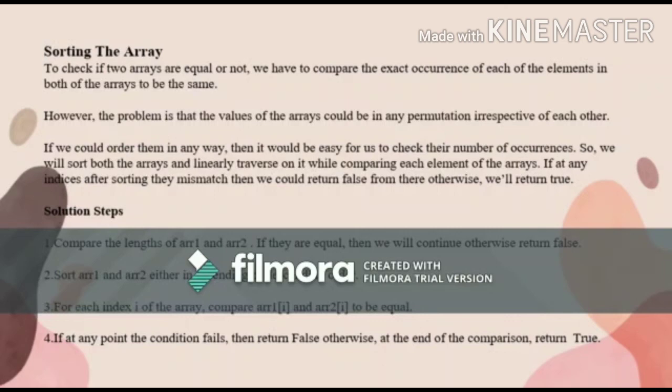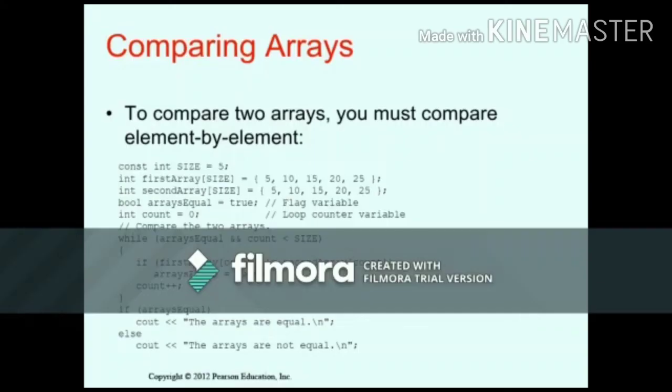Solution steps. First, compare the lengths of array 1 and array 2. If they are equal, then we will continue, otherwise return false. Second, sort array 1 and array 2 in either ascending or descending order. Third, for each index of the array, compare array 1 and array 2 to be equal. Fourth, if at any point the condition fails, then return false, otherwise, at the end of the comparison, return true. This is an example of how to compare two arrays.